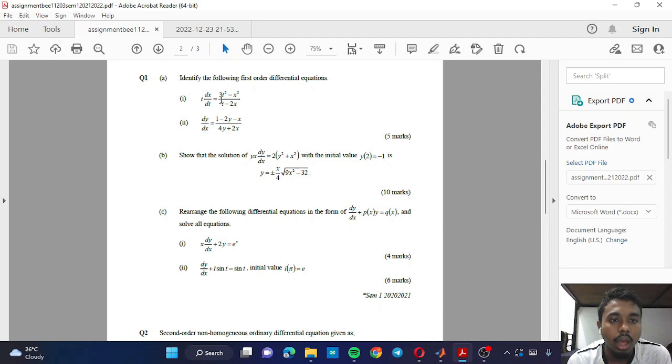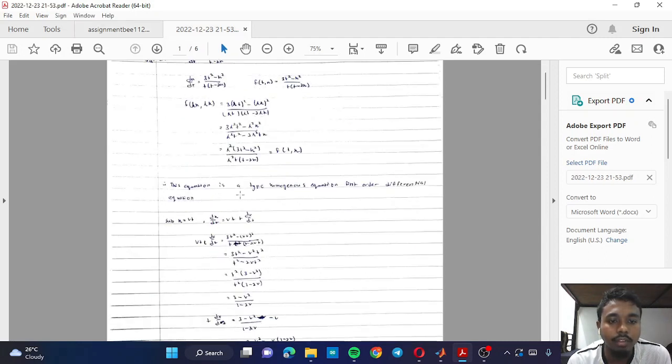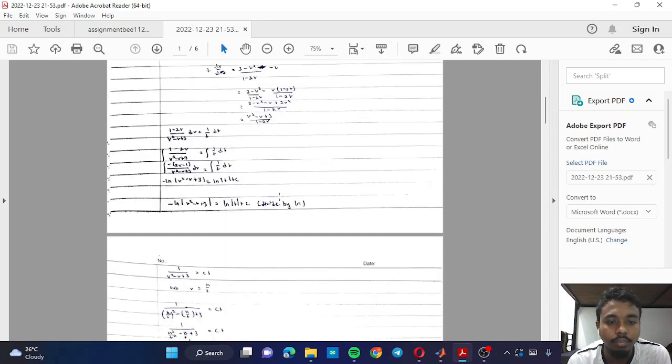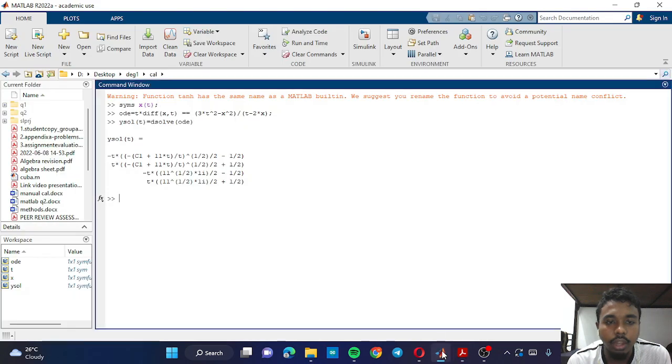A1, for the manual, I get the equation is type homogeneous equation. It's a first order differential equation, and also this is the answer for manual. I will show you for the simulate.